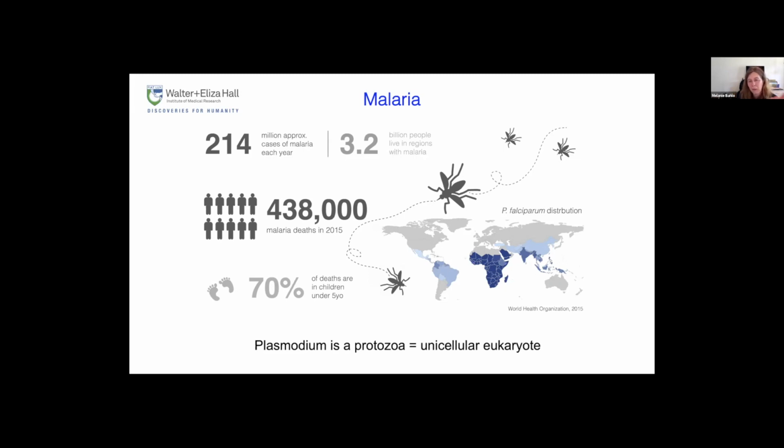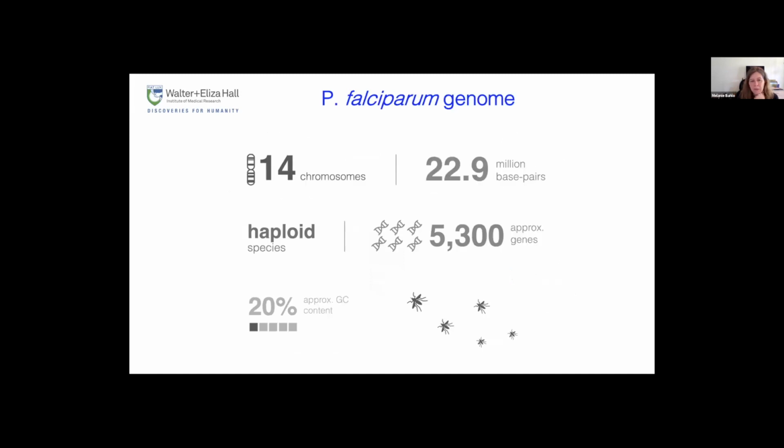And malaria is caused in humans predominantly by two species, Plasmodium falciparum and Plasmodium vivax. But the story today and the data I'll show you is just from Plasmodium falciparum. So for the purposes of our talk, it's important to recognize that Plasmodium is a protozoa. It's a unicellular eukaryote. It's not a bacteria. It's not a virus. It's a fairly simple organism.